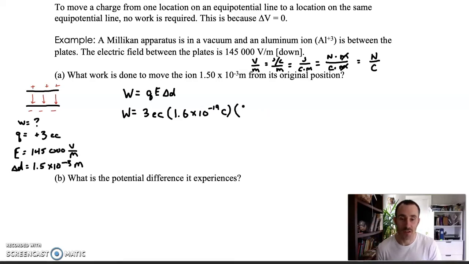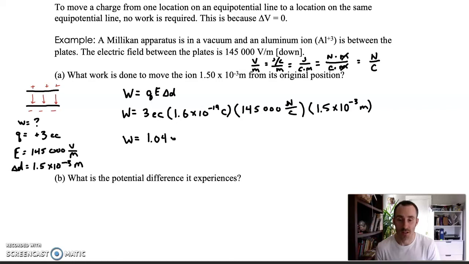Okay, so now my 3 ECs will be converted to coulombs. Multiply that by the field strength, which is 145,000 volts per meter, newtons per coulomb, I mean, times the displacement, which is 1.5 times 10 to the negative 3 meters. That's already in meters, so no conversion necessary. And when I multiply all that out, my work is 1.04 times 10 to the negative 16 joules.